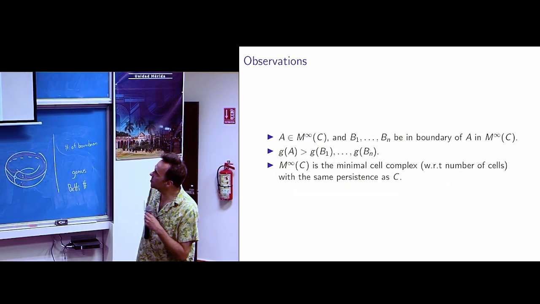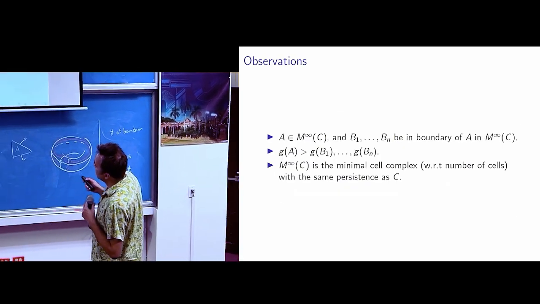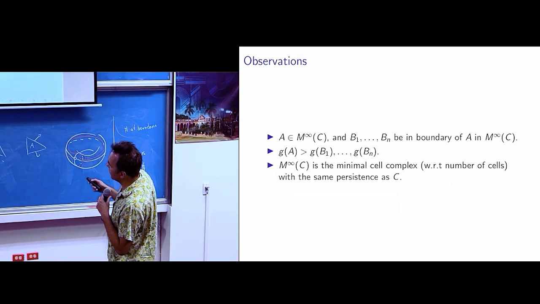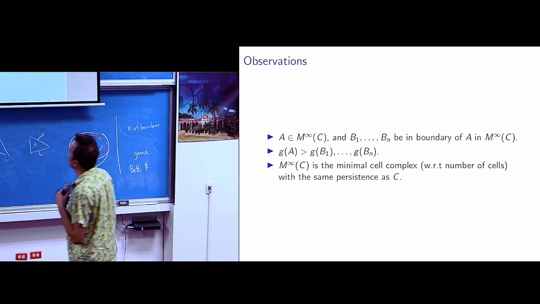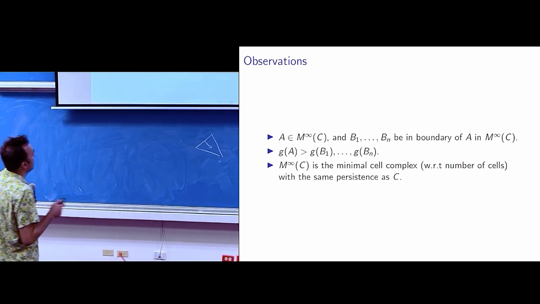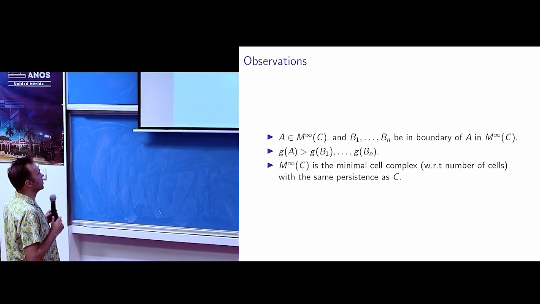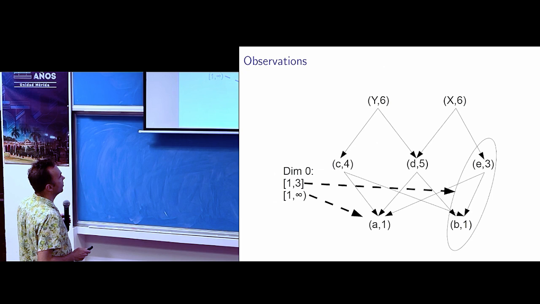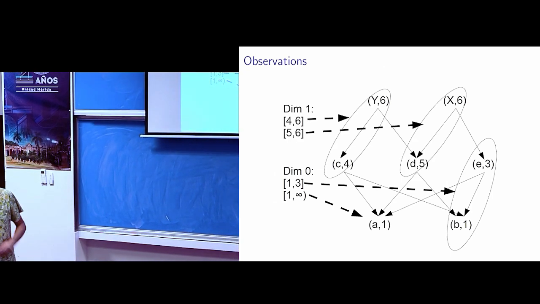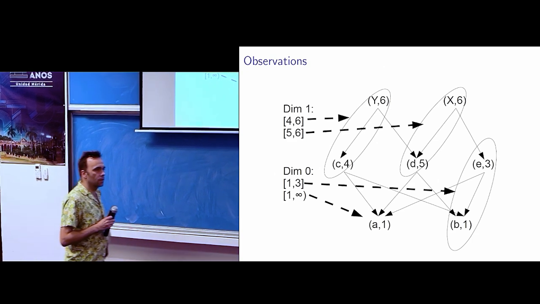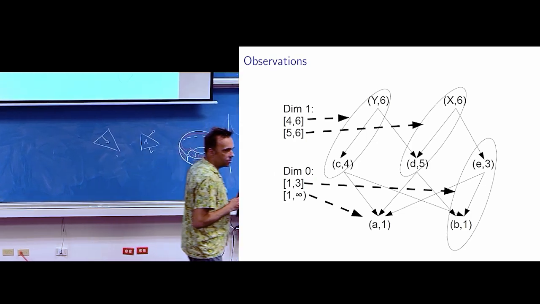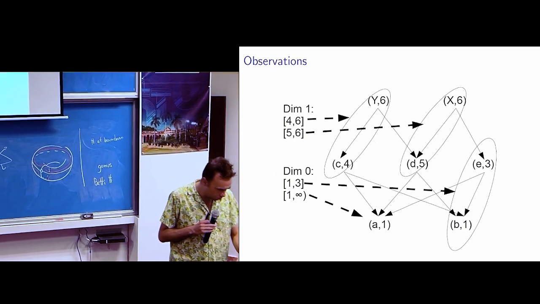And right now we have this observation, which I mentioned. If you have an element A and elements in the boundary, then the filtration of A is strictly greater than the filtration of every one of the boundary elements. And I claim that this is a minimal cell complex with the same persistence as C. And if you look carefully at the complex, you can already see the persistence intervals we started from. You can see them directly because that's a simple example. In general, there's still some work that you need to be doing.